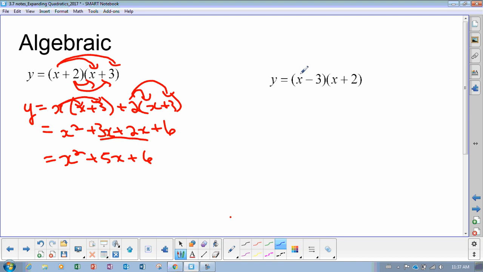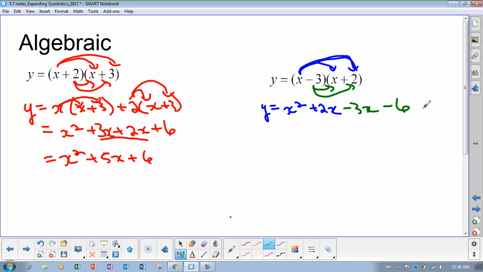Here, I'm going to do the same thing with these two arrows, but slightly differently. I'm not going to show that in-between step. You're more than welcome to show that step, but I'm not going to. So I'm going to do x times x. I get x squared. Then I'm going to do the same thing with the 2, so that becomes plus 2x. Then I'm going to multiply the negative 3. So I'm going to have negative 3 times x, which is minus 3x. And then I'm going to have negative 3 multiplied by 2, which is going to be minus 6.